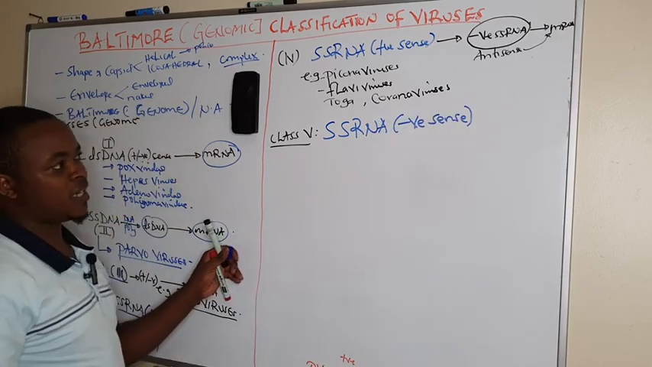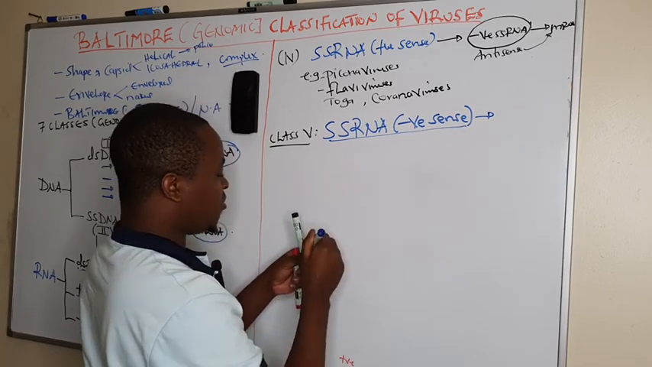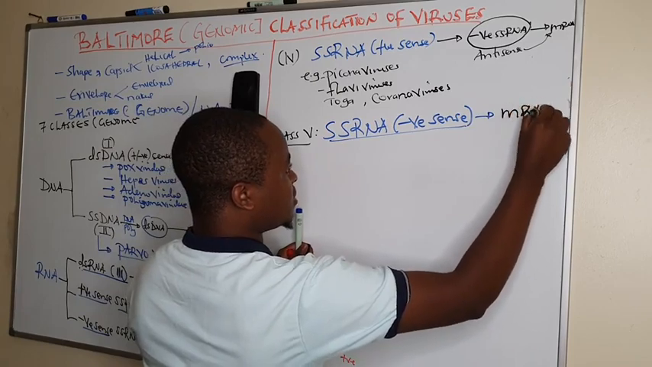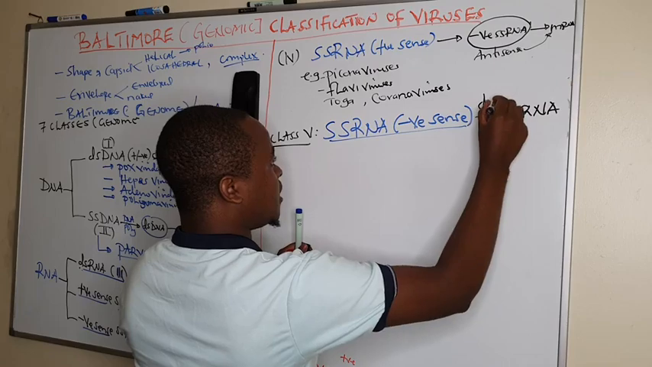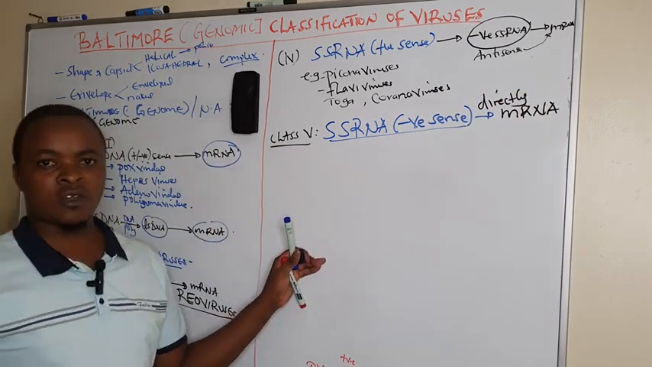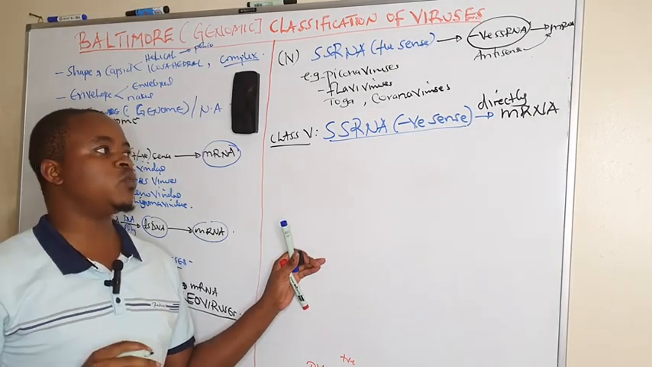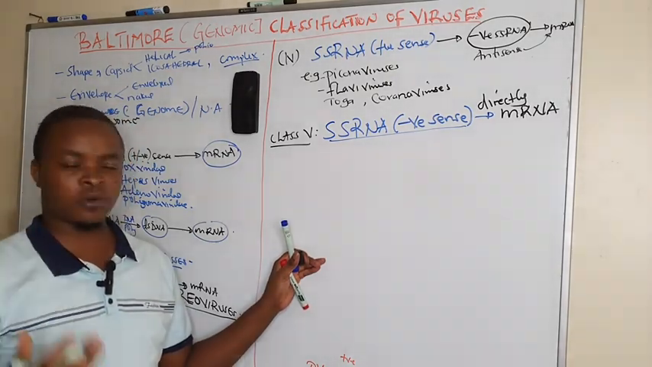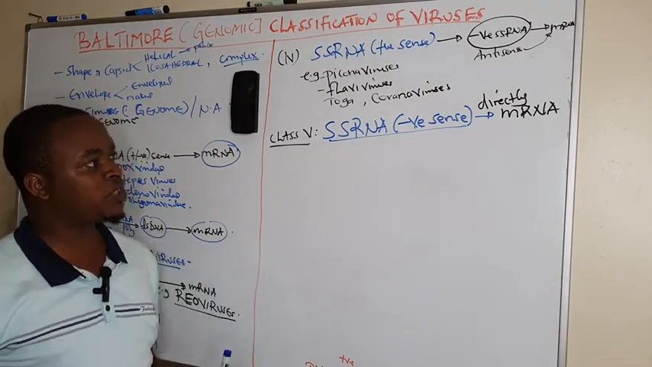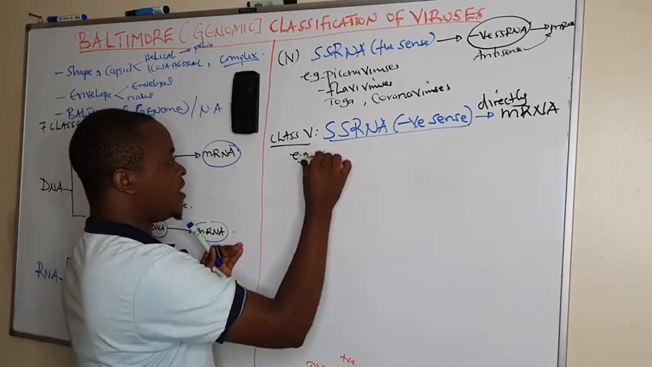So these ones with negative sense, they are directly converted to messenger RNA since they have the antisense strand. So these ones are directly converted to messenger RNA for translation because they already have the antisense or the template strand which is required for protein synthesis. And this single-stranded class, they are also of much medical importance, and examples of viruses under here include arenaviruses.